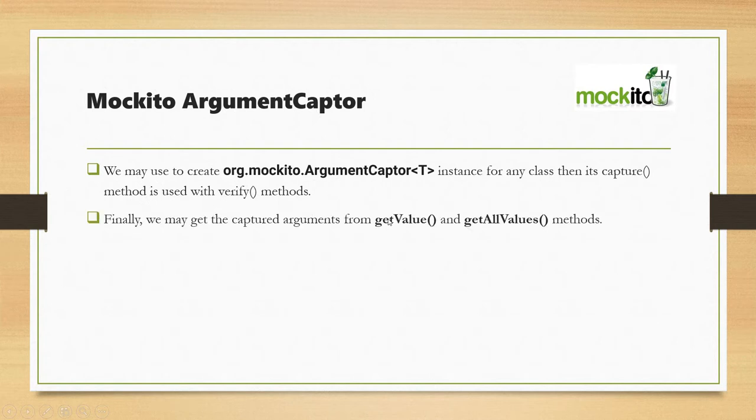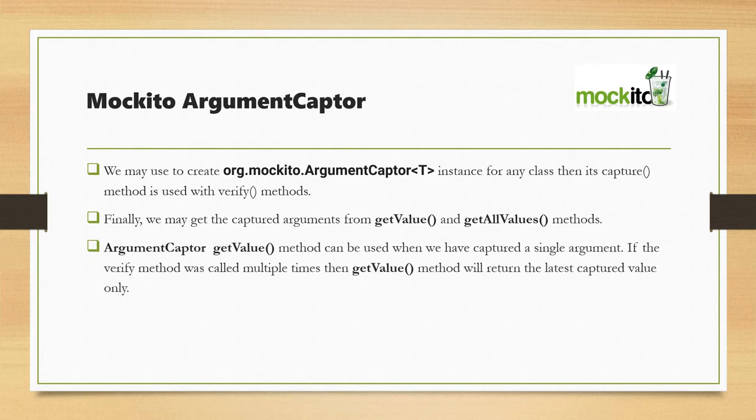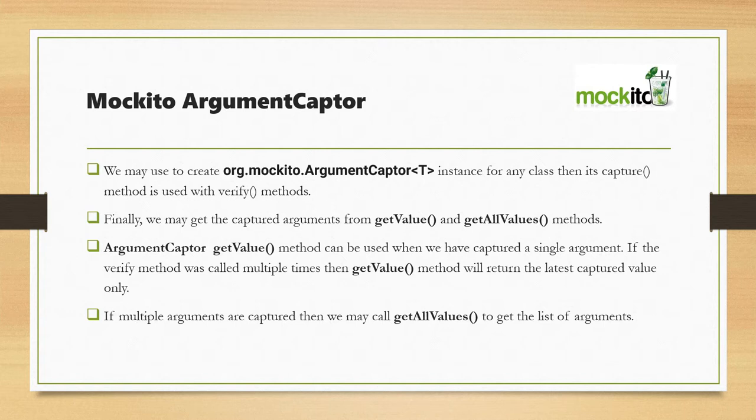Finally, we may get the captured objects from the getValue and getAllValues methods. One thing we have to keep in mind: the ArgumentCaptor getValue method can be used when we have captured a single argument. If the verify method was called multiple times, then the getValue method will return the last captured value only. And if multiple arguments are captured, then we may call getAllValues to get the list of arguments.